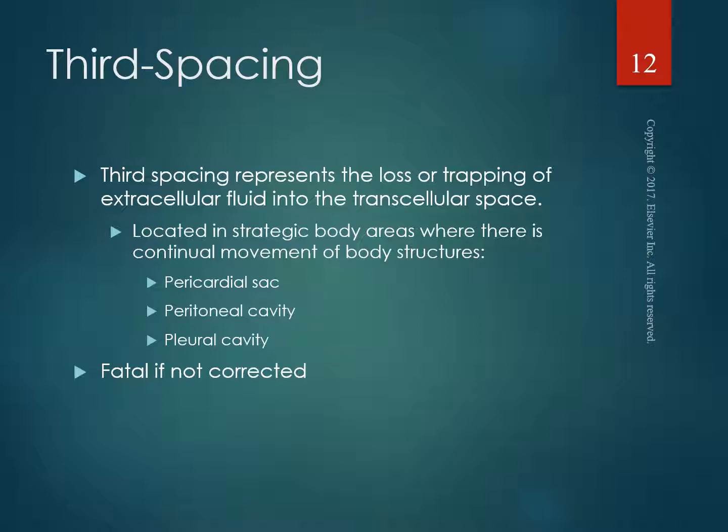Okay, we're going to now talk about third spacing. Third spacing represents the loss or trapping of extracellular fluid into the transcellular space. It's located in strategic body areas where there is continued movement of body structures. Pericardial sac is pericarditis or pericardial effusion. Peritoneal cavity is ascites. Your pleural cavity is a hydrothorax.